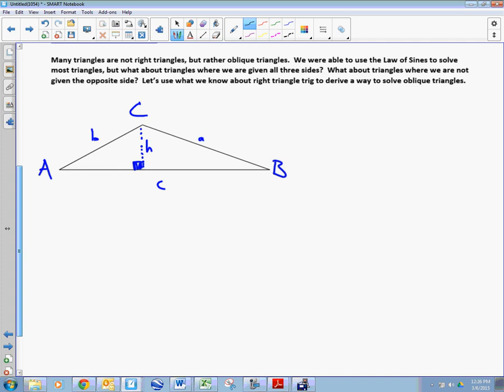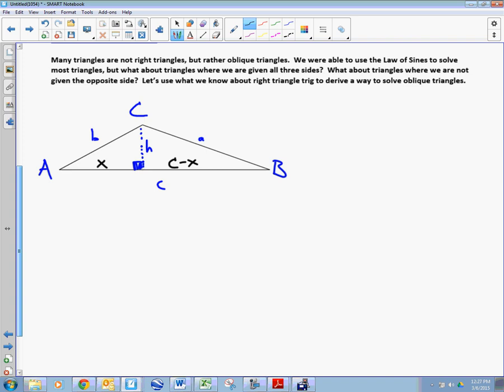Right now, any type of trigonometry that I use will be based around these right triangles. And so what I'm going to do is, in order to use this adjacent side, I'm going to call it x. If the entire length is c, and this length is x, then what would this length be here? c minus x. Very good.